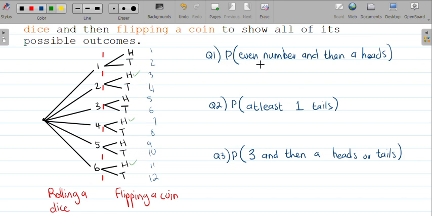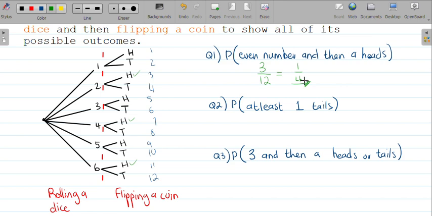So it's going to be 3 desired outcomes out of a total of 1, 2, 3, 4, 5, all the way to 12 possible outcomes. So it'll be 3 over 12. Don't forget to simplify. You divide that, or you just put it in your calculator, and it will become 1 over 4. Okay, and that is our final answer.